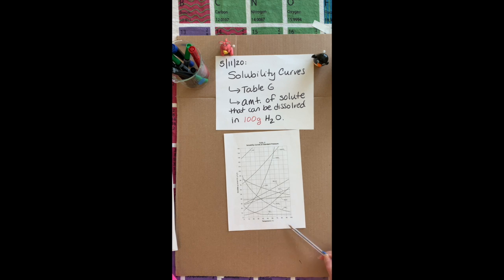Okay, so looking closely at table G, you've got, again, the solubility in grams of solute per 100 grams of water, and you have the temperature here. But now we have lots of curves here, and we have identified different solutes. So potassium iodide, potassium nitrate, ammonium chloride. All of these are different types of solutes that can be dissolved in 100 grams of water, and we would read at different temperatures at which they can be dissolved.